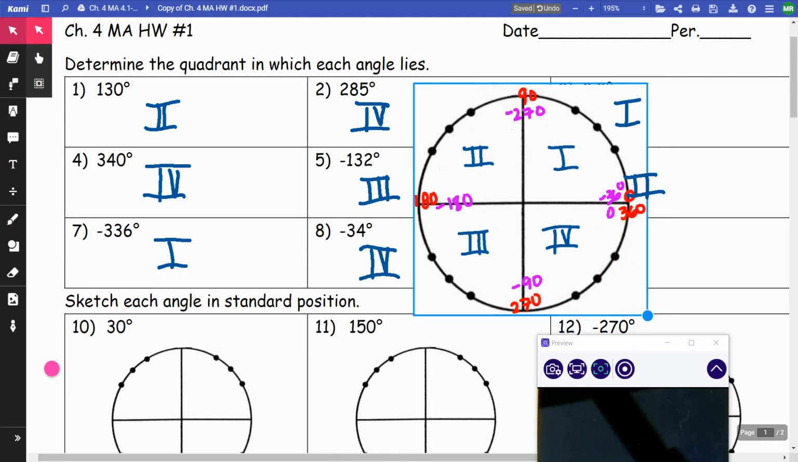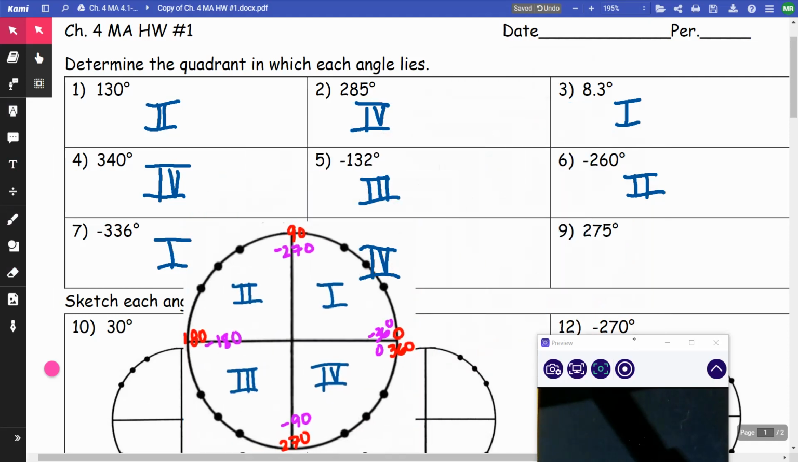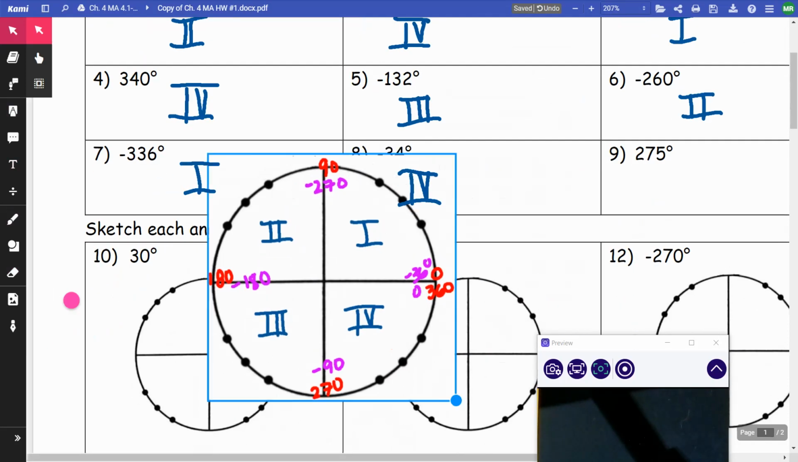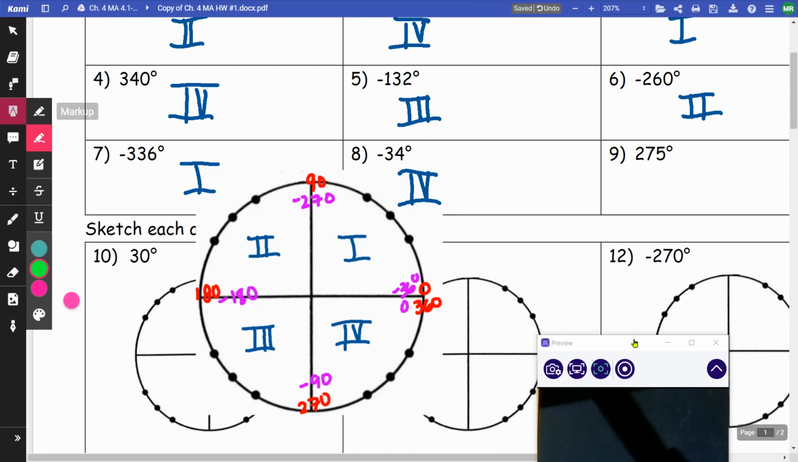And the last one, 275. So when I'm doing this, that is going to be negative 90, negative 180, I don't know why I'm saying negative. Let me start again. Positive 90, positive 180, positive 270. So it's going to be in this quadrant, quadrant 4.